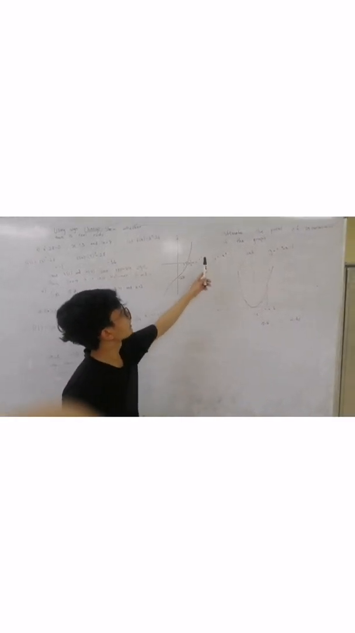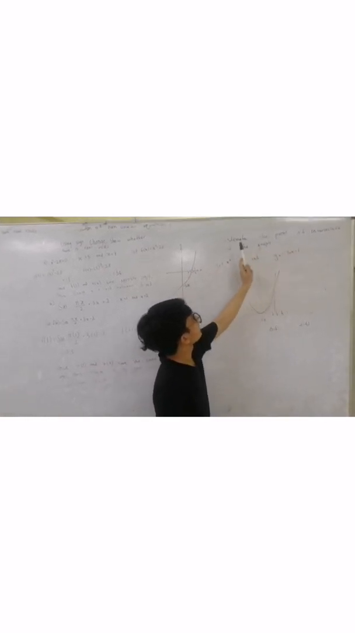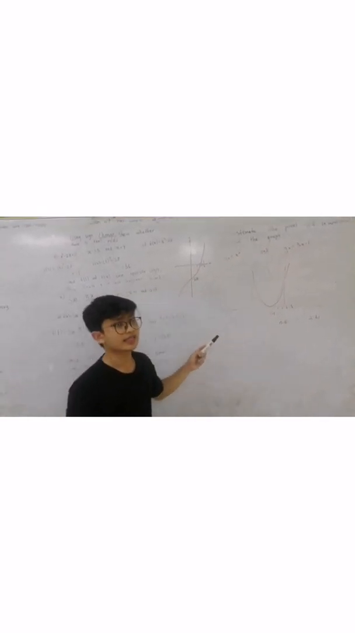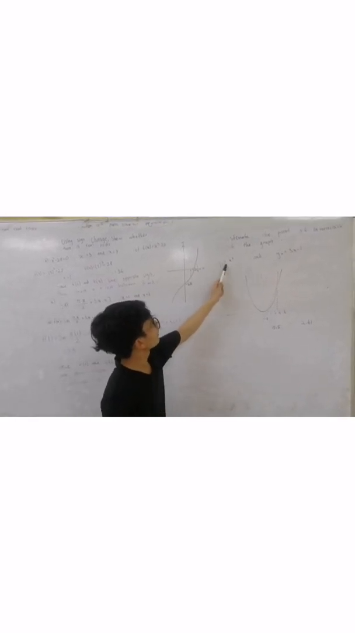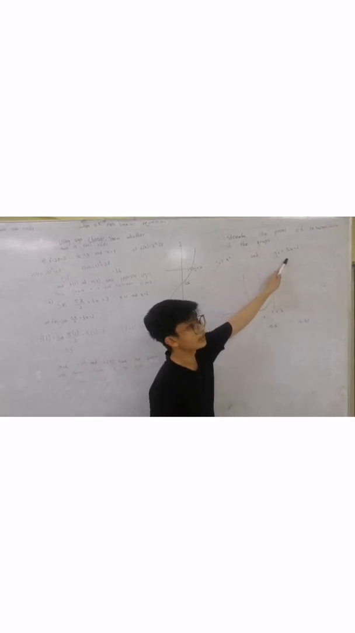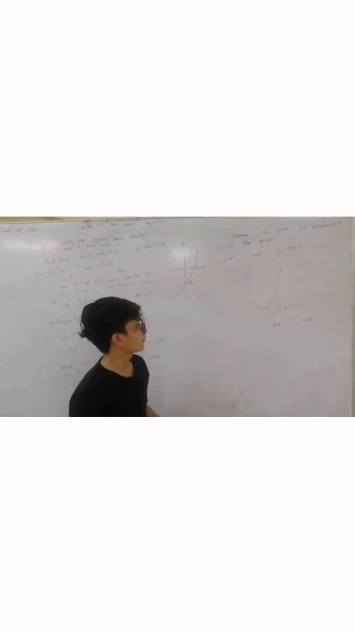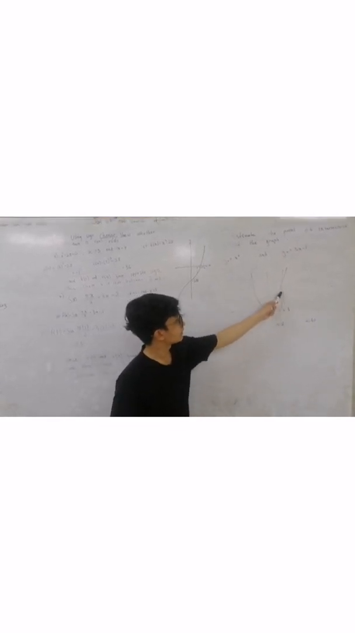And lastly, we're going to take a look at this question, which is to estimate the point of intersection of the graph. So we must estimate the point of intersection, and the graph is y equals x to the power of 2 and y equals 3x minus 1. And first we draw the graph like this.